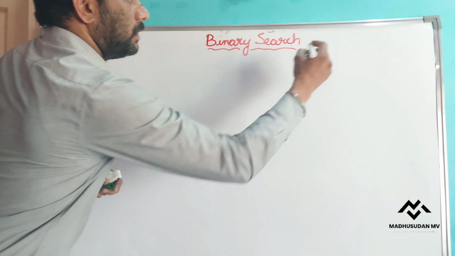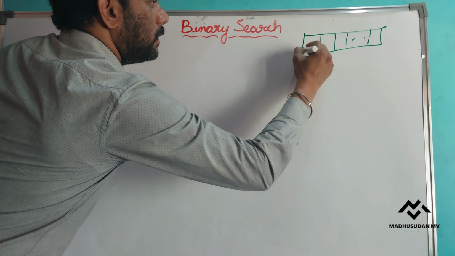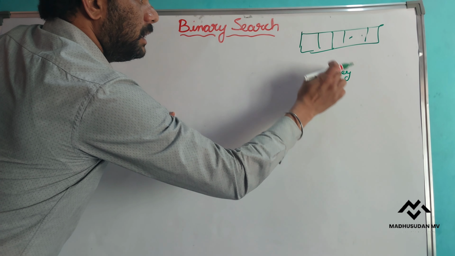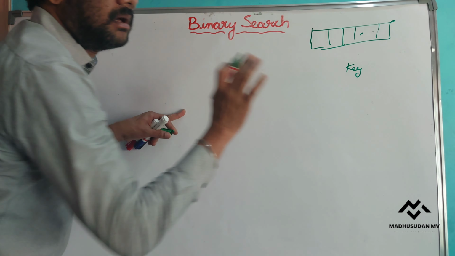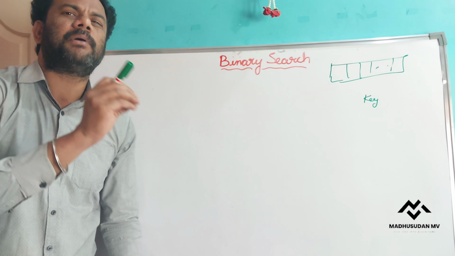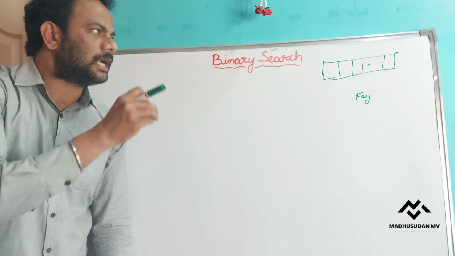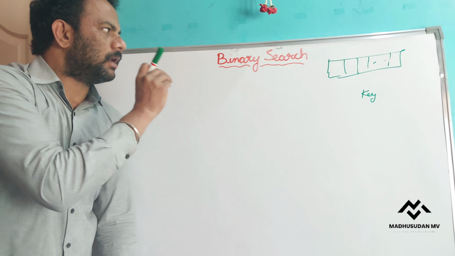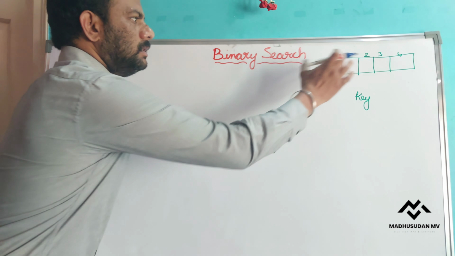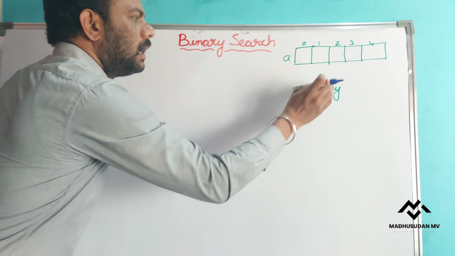For example, suppose these are some elements. Given one key element, we need to search whether this key element is present in these elements or not. What do we mean by the key element? The key element is nothing but the important element, the one which we are searching for. Whichever is important for us, that we are searching. That is what we do in binary search. I have not taken any specific elements here; generally there are some elements and one key element.